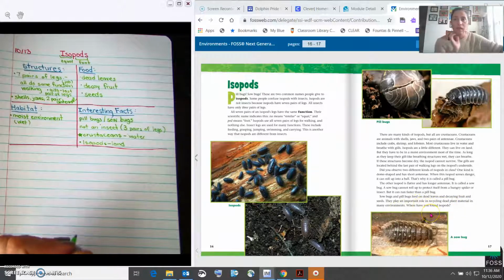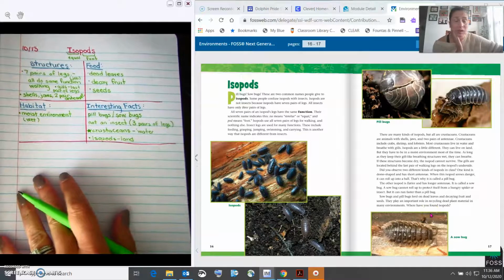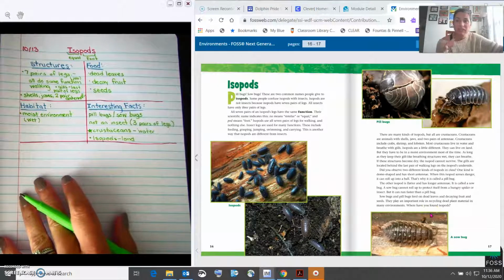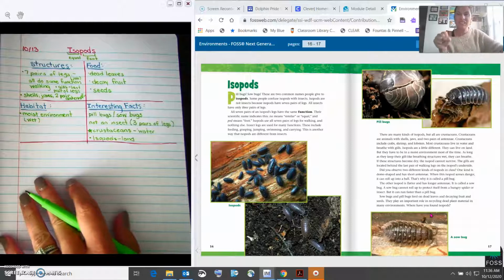Where have you found isopods? You might have found some if you go outside and dig up some leaves. You might have seen them there. If you pick up a rock, you might have seen some of those guys there. So next time you're outside, keep an eye out for either pill bugs or sow bugs.